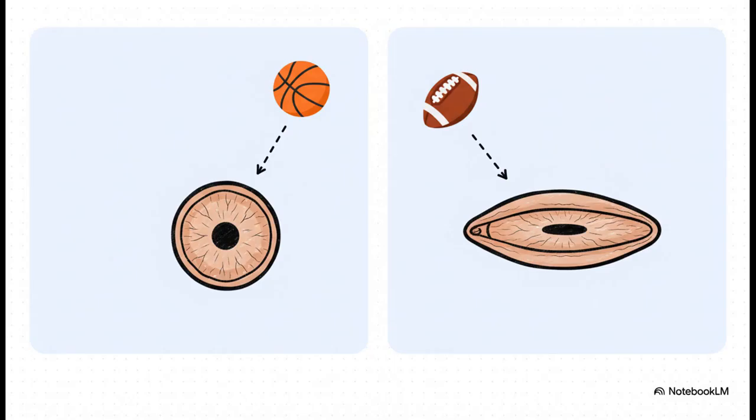And this is the absolute best way to picture it. A normal eye without astigmatism is shaped like a basketball. It's got the same curve all the way around. An eye with astigmatism is a little more like a football, where it's curved more in one direction than the other. That little difference in shape is exactly what the cylinder correction is designed to even out.